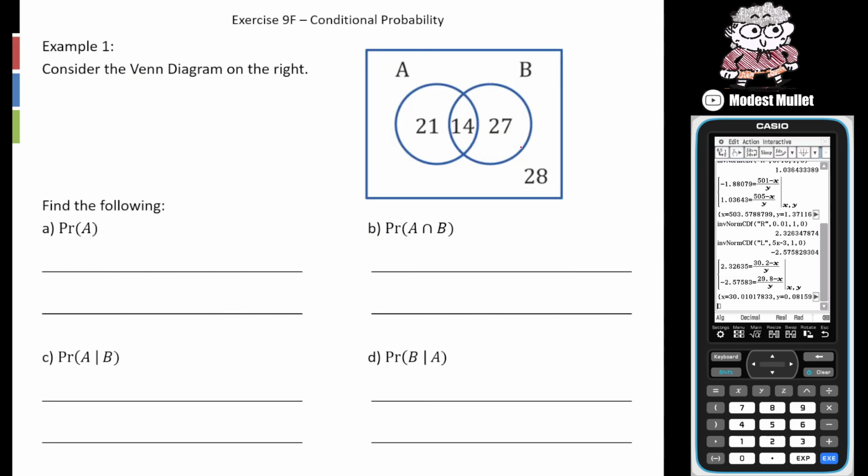Find the probability of A. Well, the Venn diagram on the side, we need to find the total amount of items.